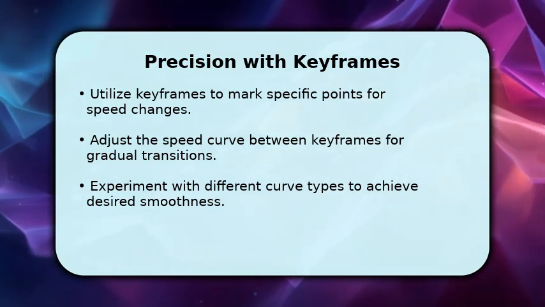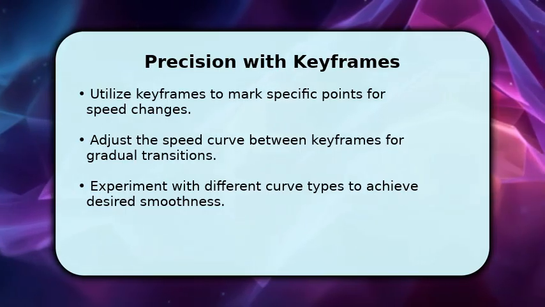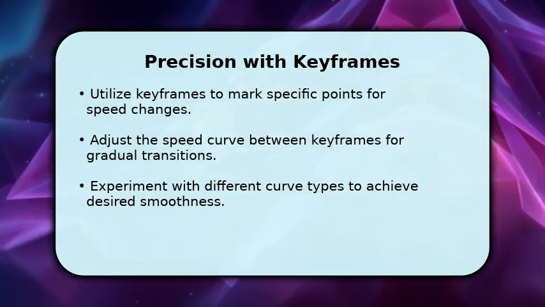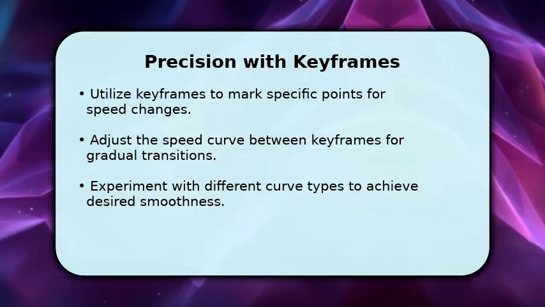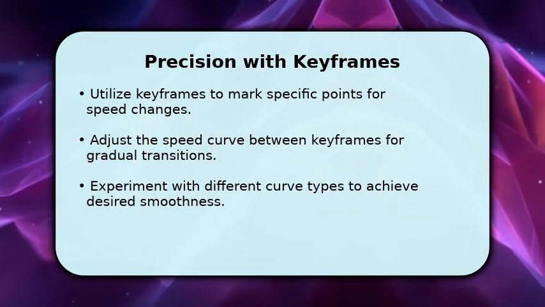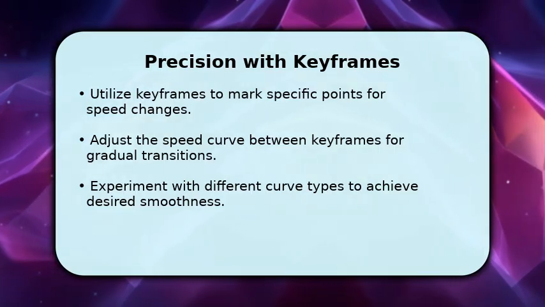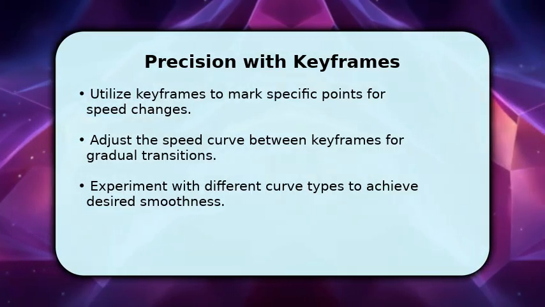You can add up to 8 keyframes along your clip's timeline. Each keyframe allows you to set a specific speed for that moment. Drag the curve handles between keyframes to create gentle, flowing speed ramps, ensuring your video transitions seamlessly.